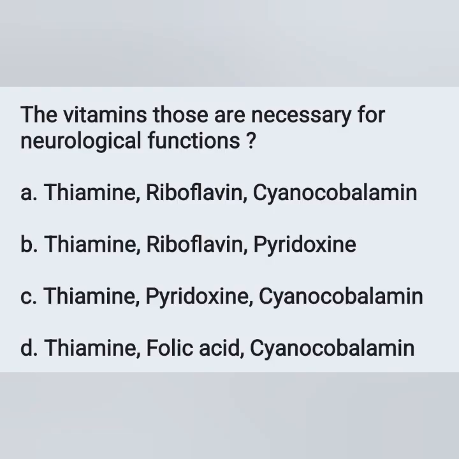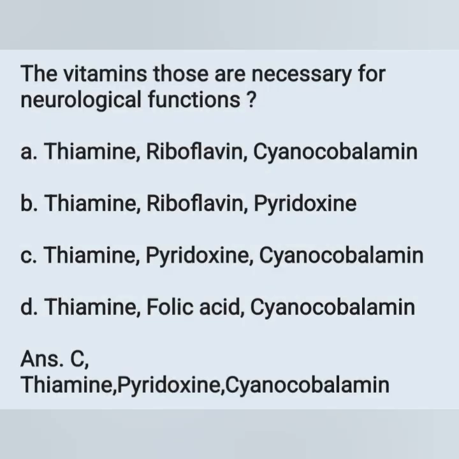The vitamins that are necessary for neurological functions, options. Option A thiamine, riboflavin and cyanocobalamin. Option B thiamine, riboflavin and pyridoxine. Option C thiamine, pyridoxine, cyanocobalamin. And option D thiamine, folic acid and cyanocobalamin. Our question is, which among the following vitamins are necessary for the proper neurological function? And the correct answer is thiamine, pyridoxine and cyanocobalamin. Option C is the correct answer.